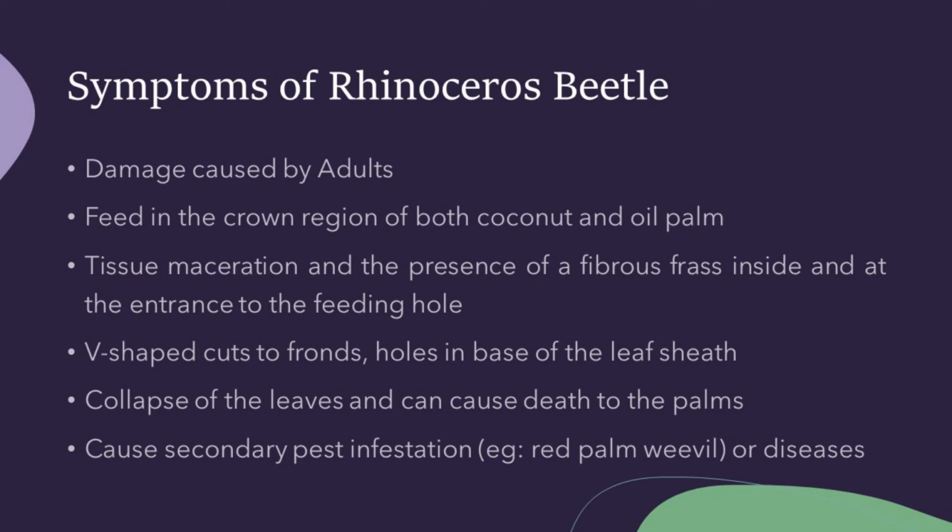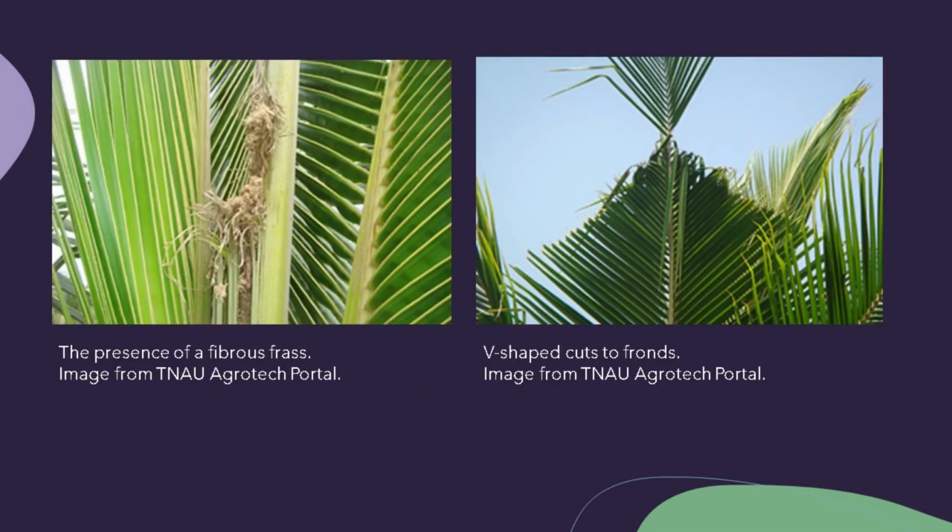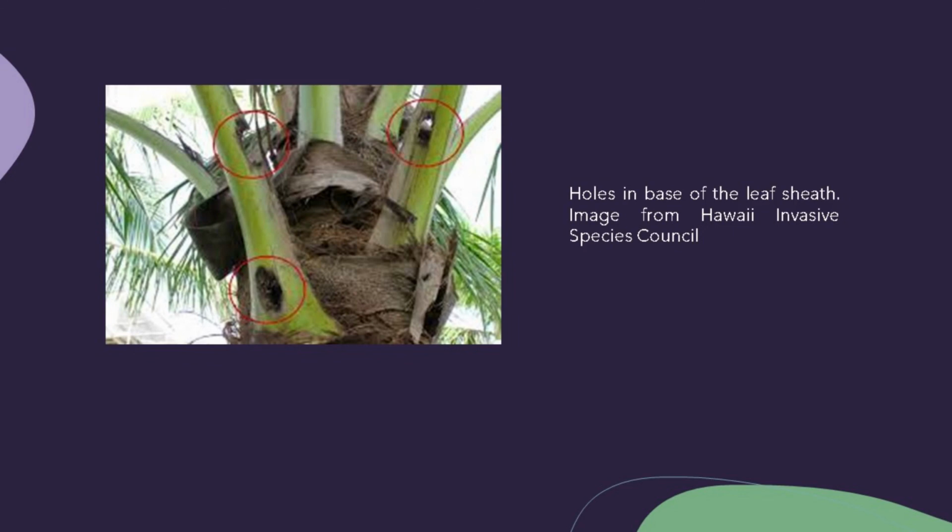The leaves of the palm trees can collapse and cause death if the infestation is very serious. They can even cause secondary pest infestation such as the red palm weevil or even diseases. For the next slide, we'll be able to see the presence of the fibrous frass in the palm trees and also the V-shaped cuts of the frond. Then we also have another one, which is the hole at the base of the leaf sheath.